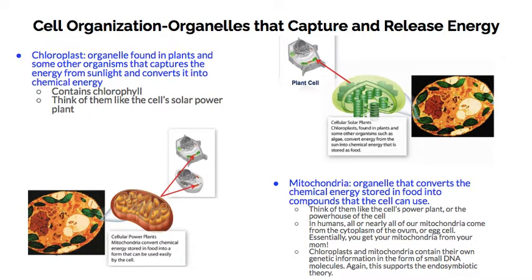So now we're on to our organelles that capture and release energy. So the chloroplast, we've seen this quite a few times, but it's that organelle found in plants and some other organisms that captures the energy of sunlight and converts it into chemical energy. So remember, the chloroplast contains chlorophyll, and think of them like the cell's solar power plant.